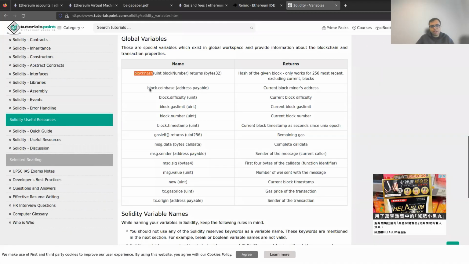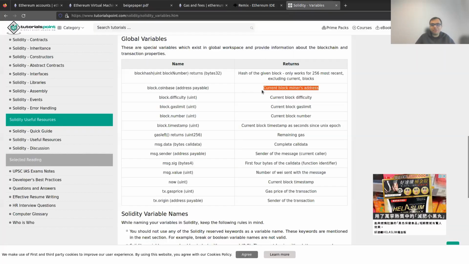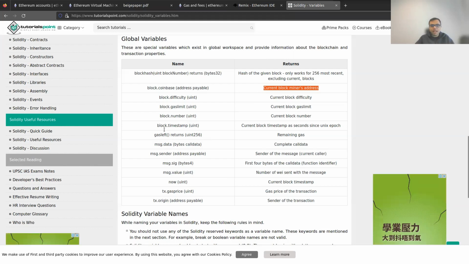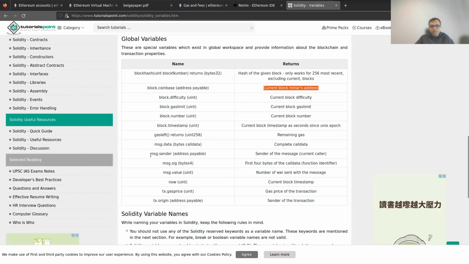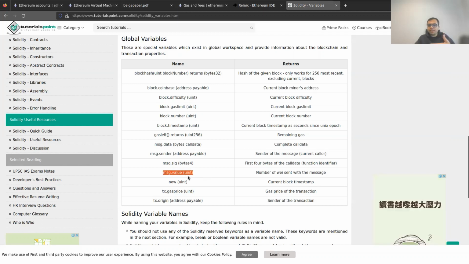So you can use block hash, you can use block.coinbase, which gives you the address of the miner. So if you want to just pay the miner, I don't know why you would want to do that, but you can do that. If you want to, let's say, bribe the miner, you can just say block.coinbase.transfer some amount, right? You can get your block number. So you can see what the current block number is. You can see how much gas is left. You can see who sent the current message. So who called the current function.